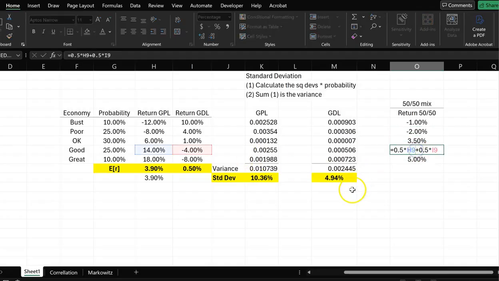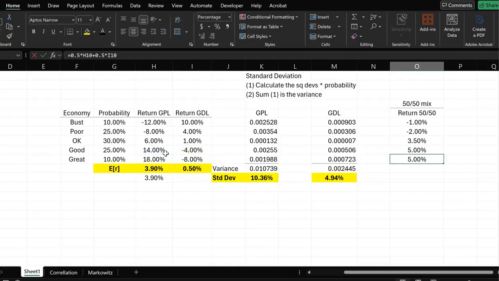You can see what I'm doing here. I'm always just taking 50% of the return in the first asset plus 50% of the return in the second asset, and that will give me my returns in each state. All right. And now I do the same thing I did with these. Now I can treat this just like another asset as if it were one of these.